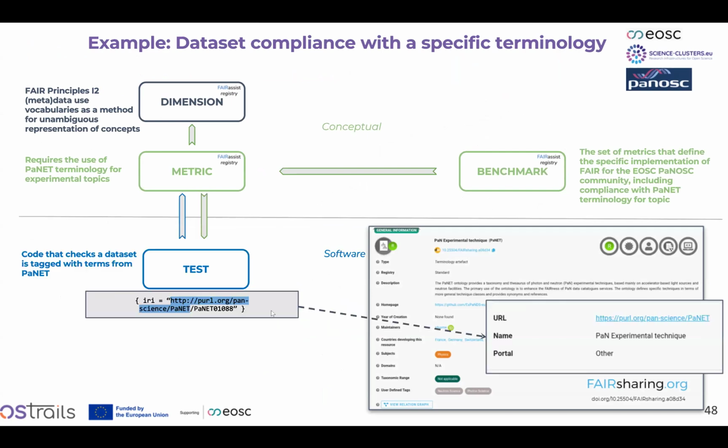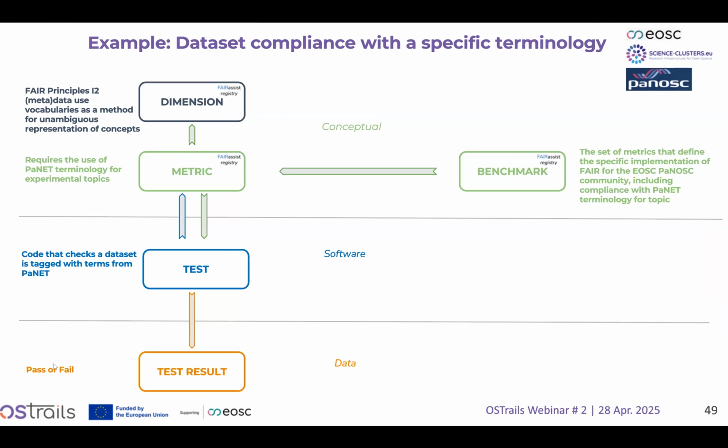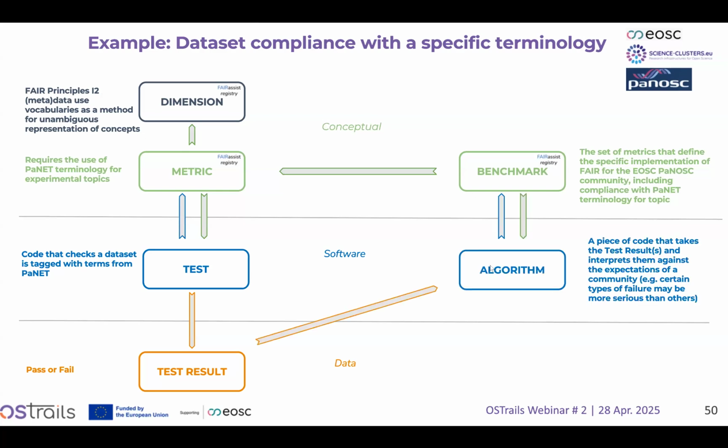Then we go to another registry, then we go to the test, the implementation of that metric, and we have code that actually checks if the data set has terms from that vocabulary. And so we are able to automatically look up what are the expectations for terminologies, and we can look into the metadata and say, are you in fact using it, yes or no? And oh, there's our test result, pass or fail. So that's one layer of where we're going to be interacting between the tools and the registries to do lookups and confirmations. Then those results are sent to an algorithm.